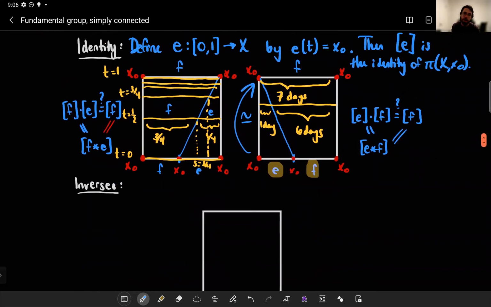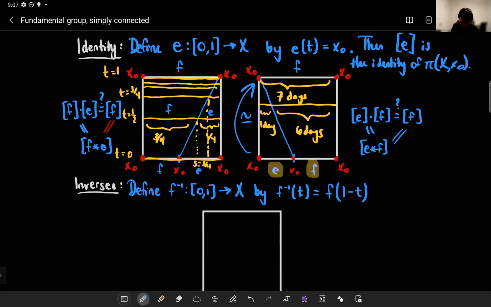What are we going to do? Well, how do you define an inverse map? First, define F inverse from 0, 1 to X. So it's a path. In fact, it's going to be a loop based at X0. And we're going to define it by the following. F inverse applied to, I should say T here, since we like talking about time. F inverse of T is going to be F of 1 minus T.